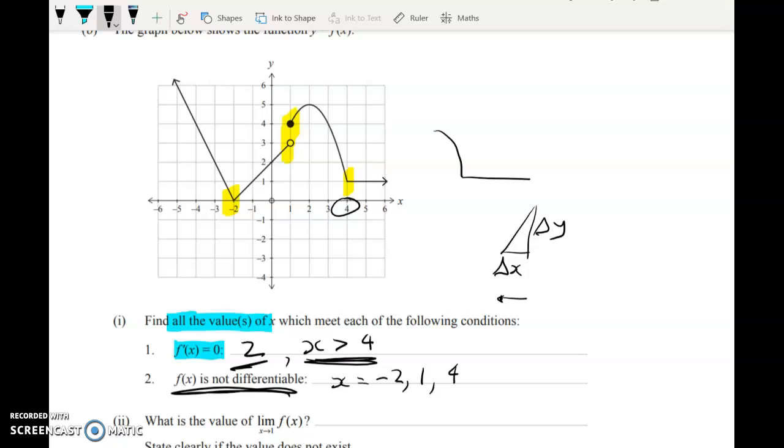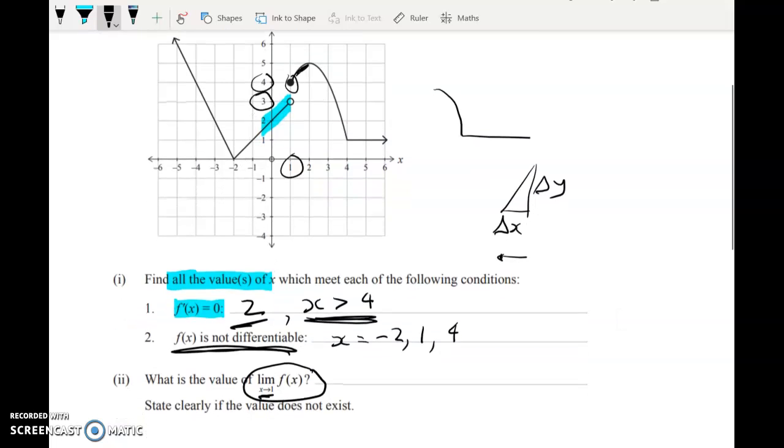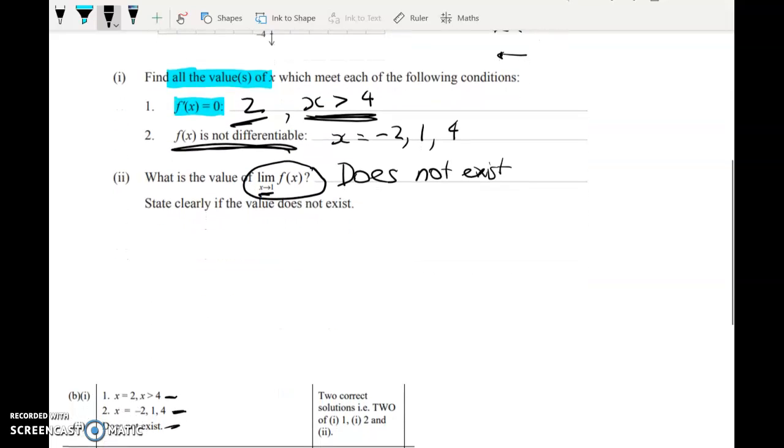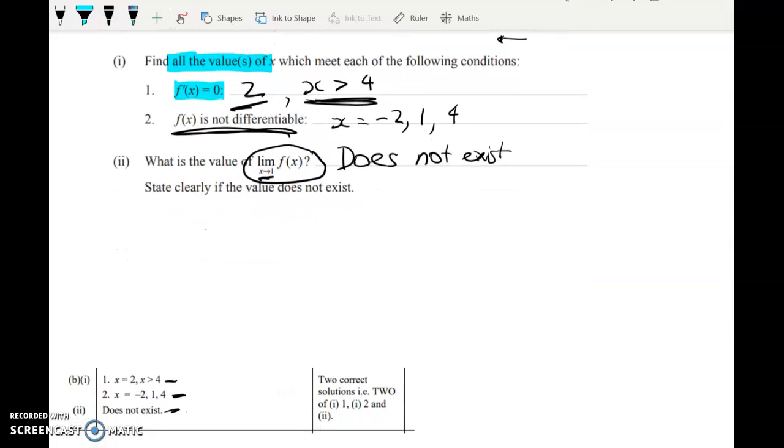Lastly, what is the value of the limit as x goes to 1 of the function? Let's look at what's happening from below. As we head towards x equals 1 from below, we're heading towards 3. As we head to 1 from above, we're heading towards 4. Because those two numbers are different, the limit doesn't exist. So let's quickly mark that question and see if we got it right. Okay, perfect. And you had to get 2 of those correct to get an achieved code.